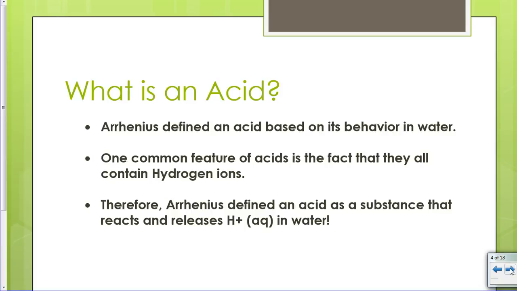Now, Arrhenius is fun because his name kind of sounds like he wants to be a pirate. Arrhenius defined an acid based on its behavior in water. He found that they all contained, that was the bell, it's currently going to fourth period. Basically what he found was that all acids had to have hydrogen ions. Therefore, they had to have H positive, which if you can read that, good for you.